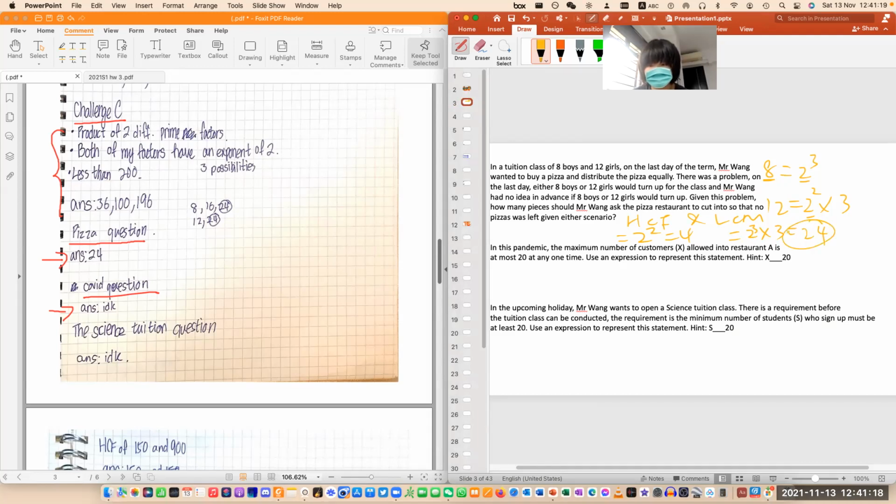Okay, so you should cut the pizza into 24 pieces. If 8 boys turn up on the last day, it will be 3 pieces per boy. If 12 girls turn up, it will be 2 pieces per girl. So whichever number turns up, you can still distribute the pizza equally.